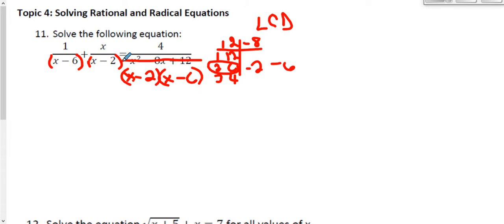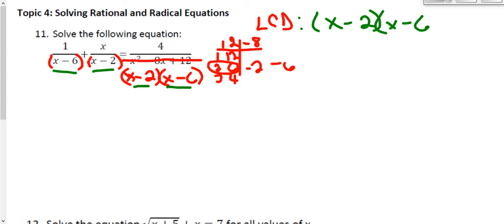x minus 2 times x minus 6. If I'm looking for my lowest common denominator, I want to figure out what these denominators have in common. So these denominators have x minus 2 in common, so that's part of my lowest common denominator. These 2 denominators have x minus 6 in common, and I have now used up every single unique denominator, so x minus 2 times x minus 6 is my lowest common denominator.